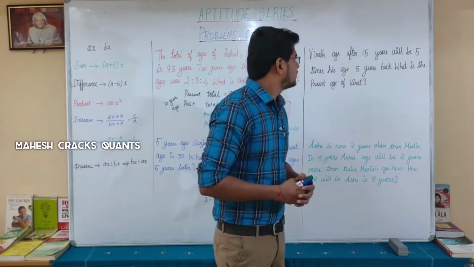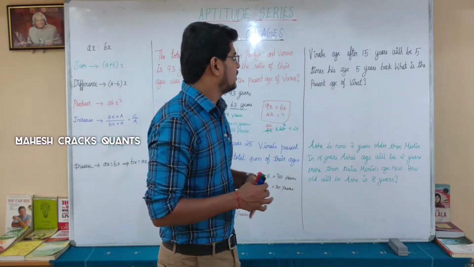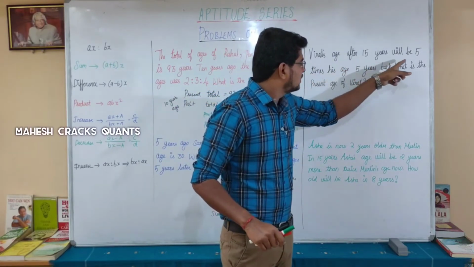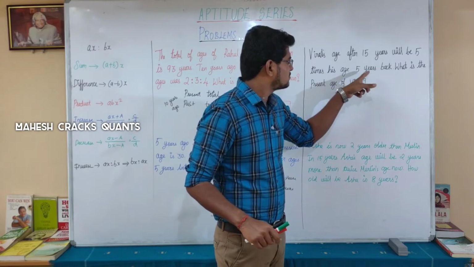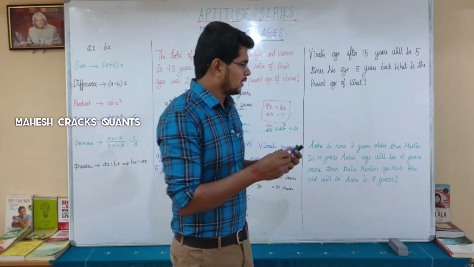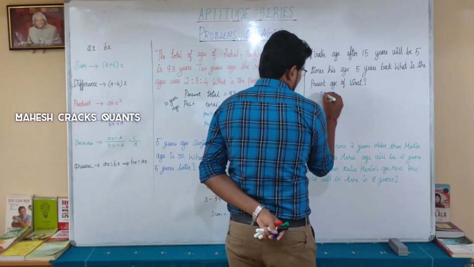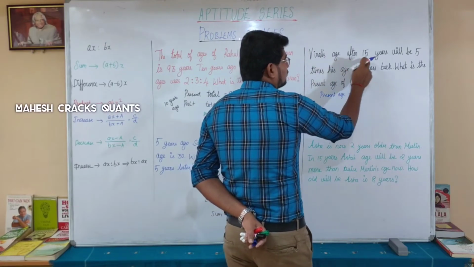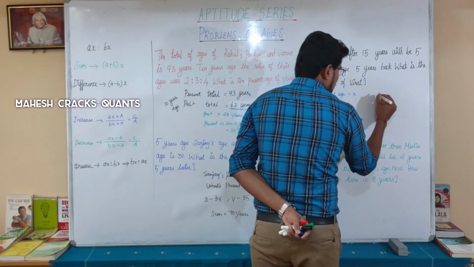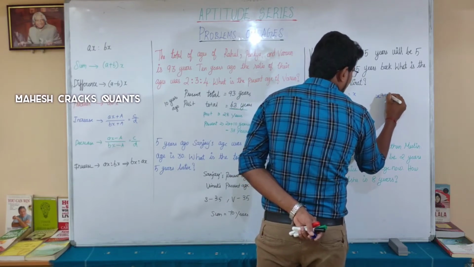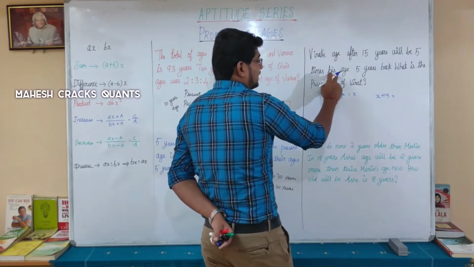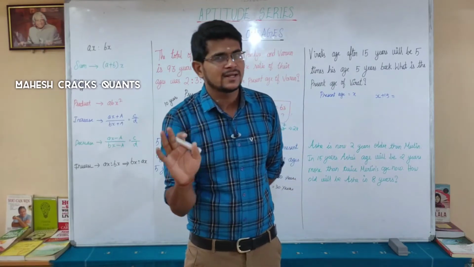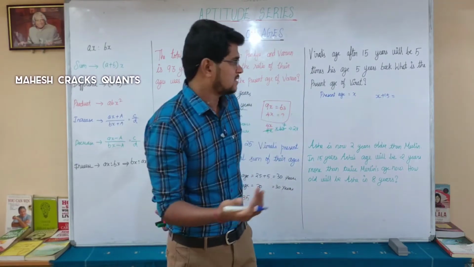Virat's age after 15 years will be 5 times his age 5 years back. What is the present age of Virat? First, take his present age as x. Virat's age after 15 years means x plus 15, which is equal to 5 times his age 5 years back. What is his age 5 years back? His present age I have considered as x, so 5 years back, x minus 5.